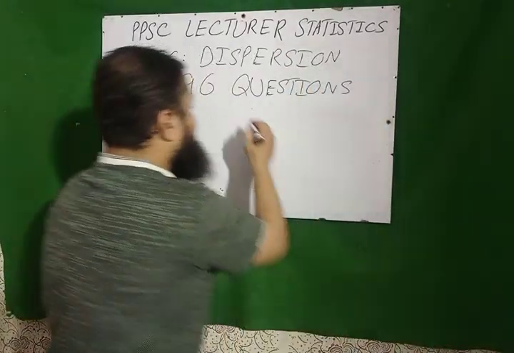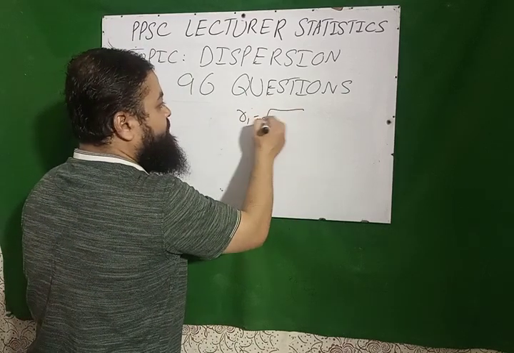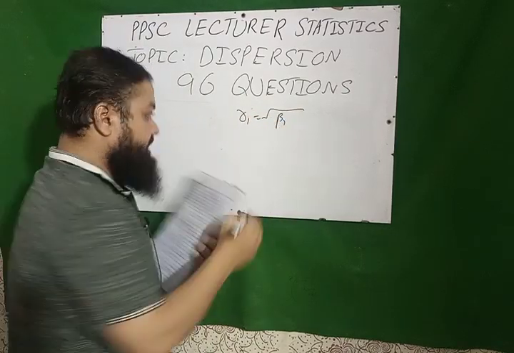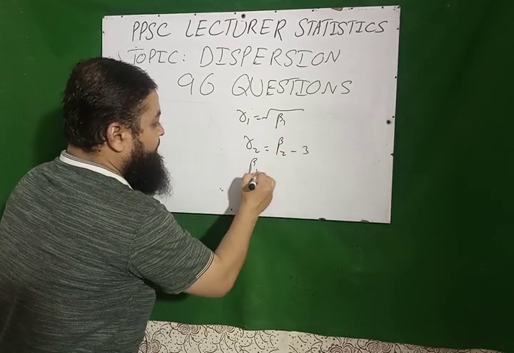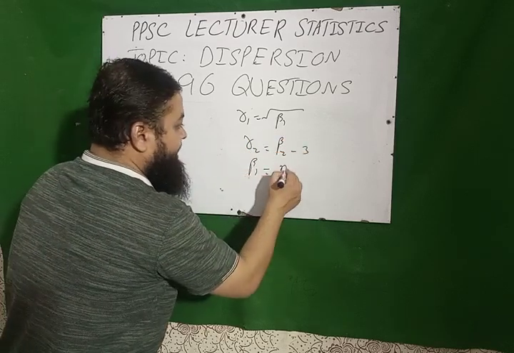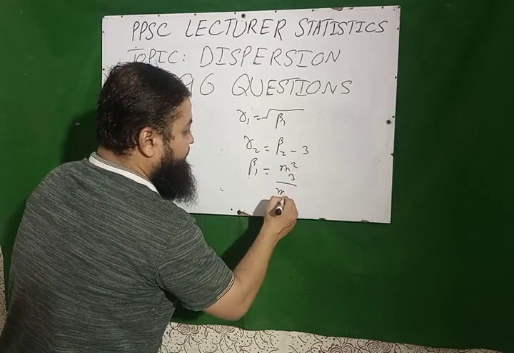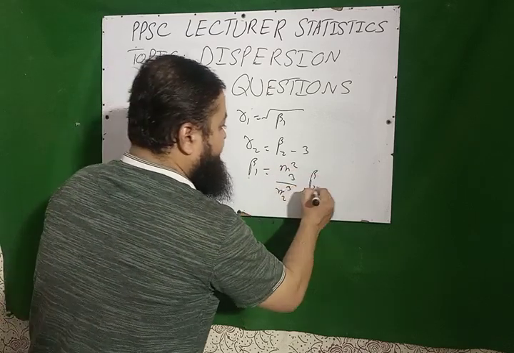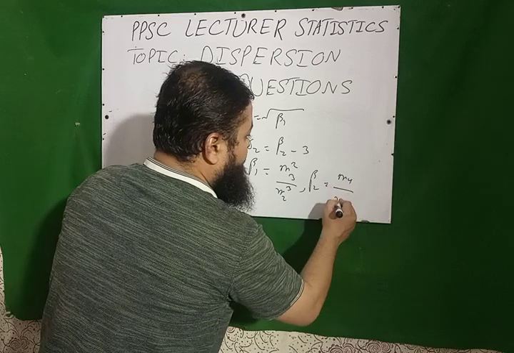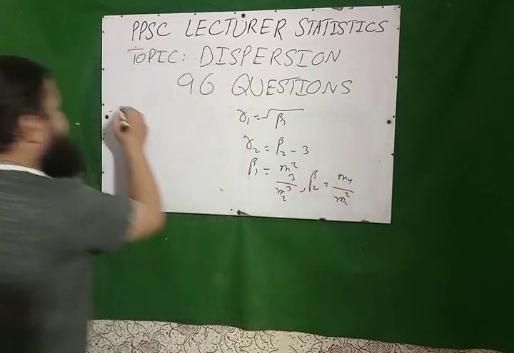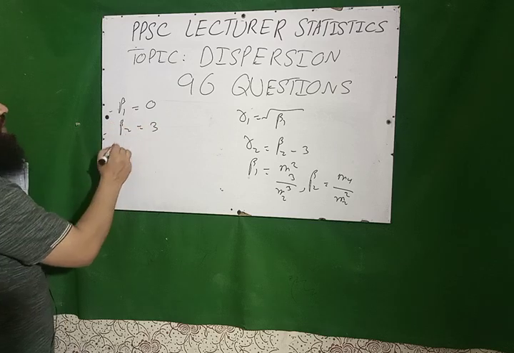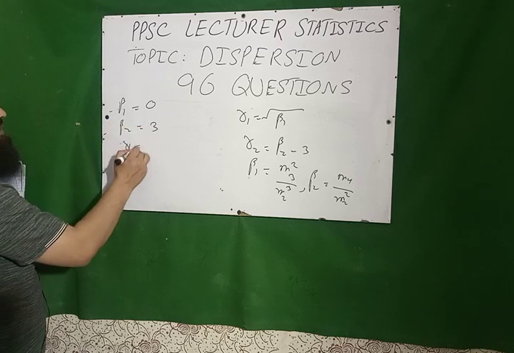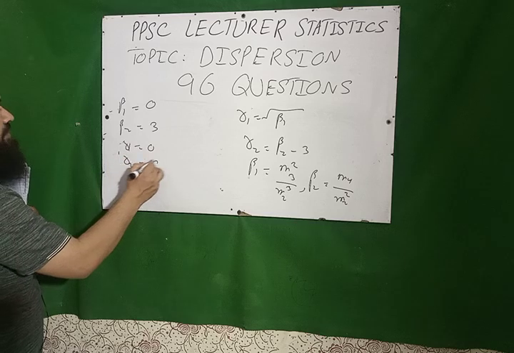Next question is, gamma 1 is always equal to under root beta 1 and gamma 2 is equal to beta 2 minus 3. Beta 1, the coefficient of skewness, is equal to m3 square over m2 cube, and beta 2 is equal to m4 over m2 square. In beta 1 we compare with 0, in beta 2 we compare with 3, in gamma 1 we compare with 0, and in gamma 2 we compare with 0.